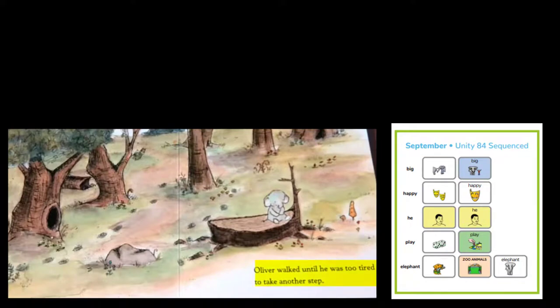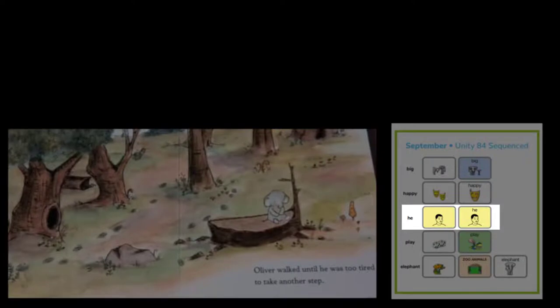Oliver walked until he was too tired to take another step. He looked so sad. He just wants to play with his friends. He needs to find a tree that's just the right size for him.